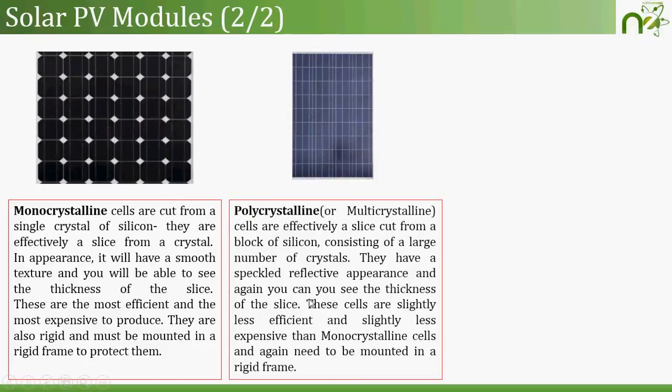The next category is polycrystalline. Poly means multiple, crystalline means crystalline silicon. So it is made up from multiple crystals of silicon. So they have a kind of reflective appearance, and again you can see the thickness of the slice. And these are less efficient than monocrystalline and of course less expensive than the monocrystalline cells.